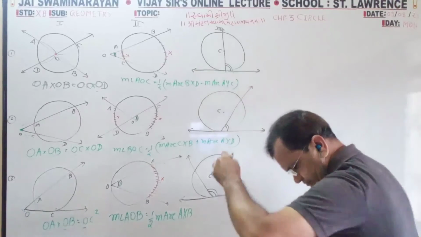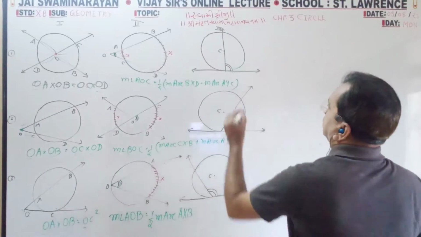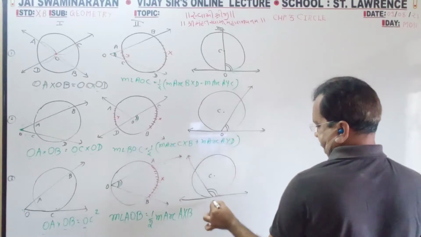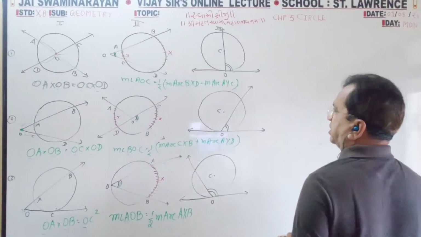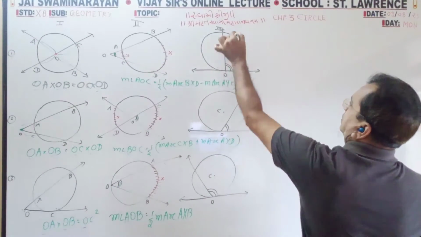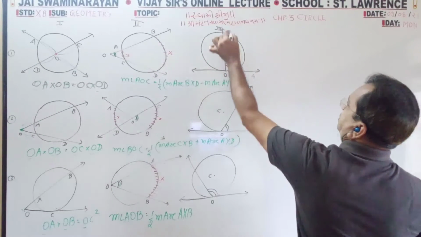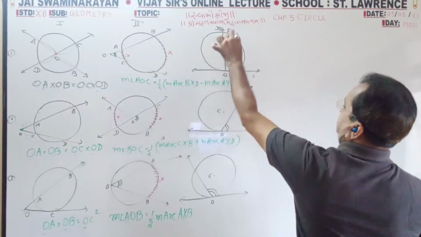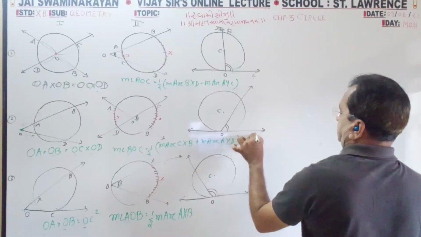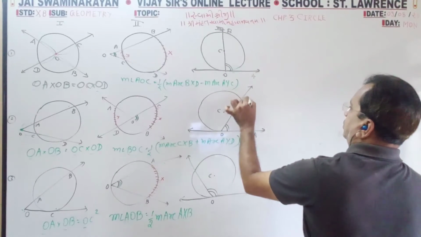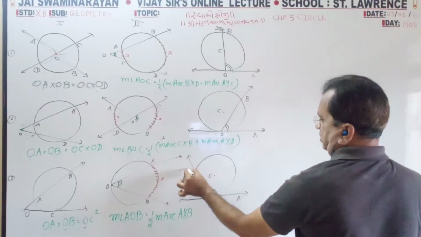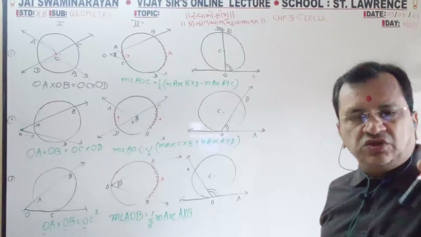So O is a touching point, the tangent and circle common point. This is A, this is B, this is C. Angle AOB. So all three.